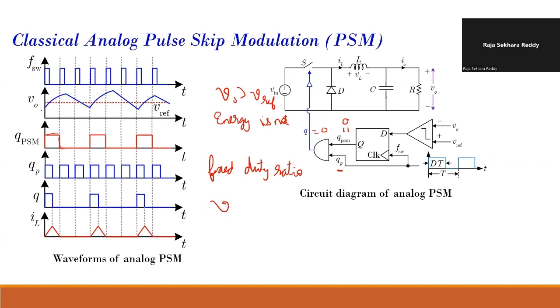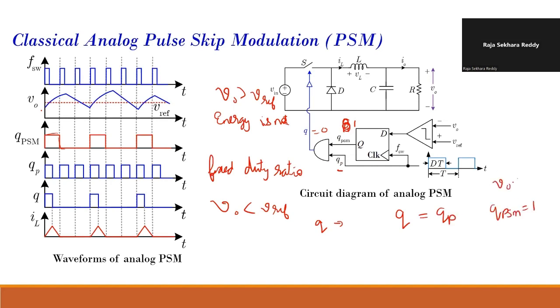But when you find out that your output voltage is lower than your reference voltage, that means you need to provide energy. So you need to give this pulse, this signal Q. Q cannot be 0. You need to turn the switch on and off. In that case, you set QPSM to be 1, and whatever signal comes here, the same signal will come to Q. So Q is QP if QPSM is equal to 1.